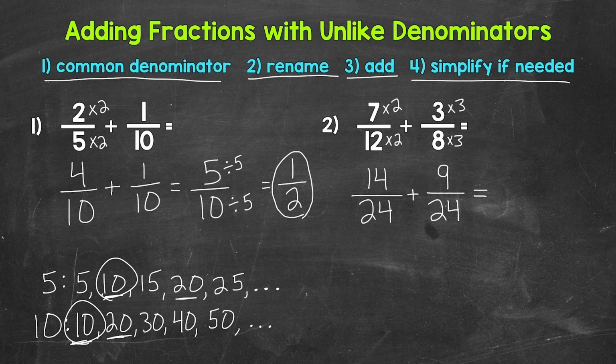And now we can add. So let's add the numerators. 14 plus 9 gives us 23. And then we keep that denominator of 24 the same. So we end up with 23/24. Now, can we simplify this fraction? No. The only common factor between 23 and 24 is 1. So this is already in simplest form. We are done. Our answer, 23/24.